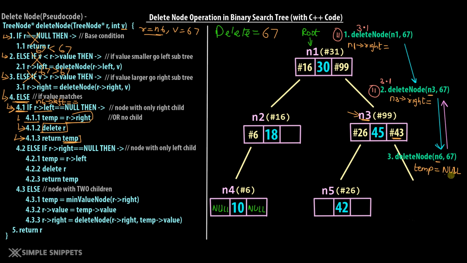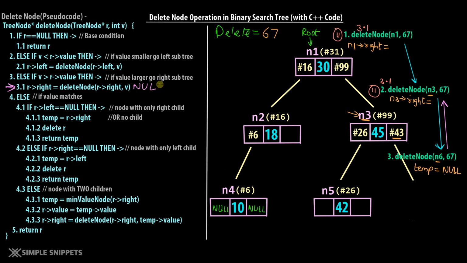And when you return this temp equals to null, this null will be stored as the right of n3, because you can see the second delete node was paused at step number 3.1. That's why we've written 3.1 over here. 3.1 is this step in the pseudocode, which is r of right. So r inside the second delete node is n3. So n3 is right equals to this third delete node function, and this third delete node function has come back now and it has come back with a null value, correct? So you can see temp equals to null was returned. So this null value now will be stored as r of right, which is n3 of right.